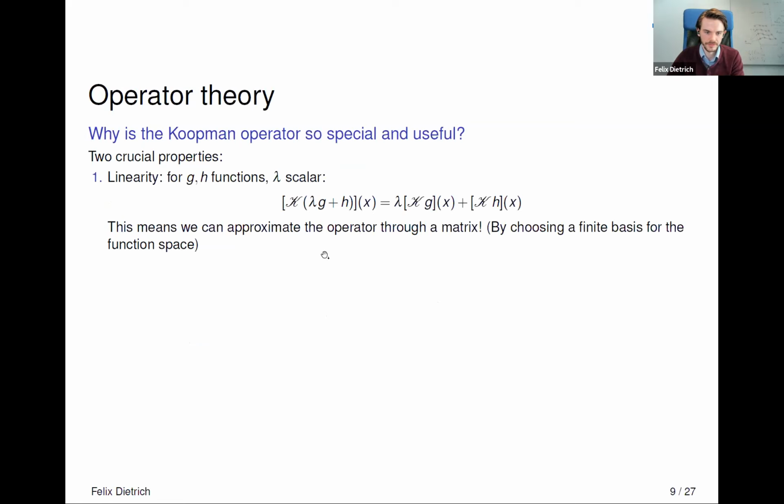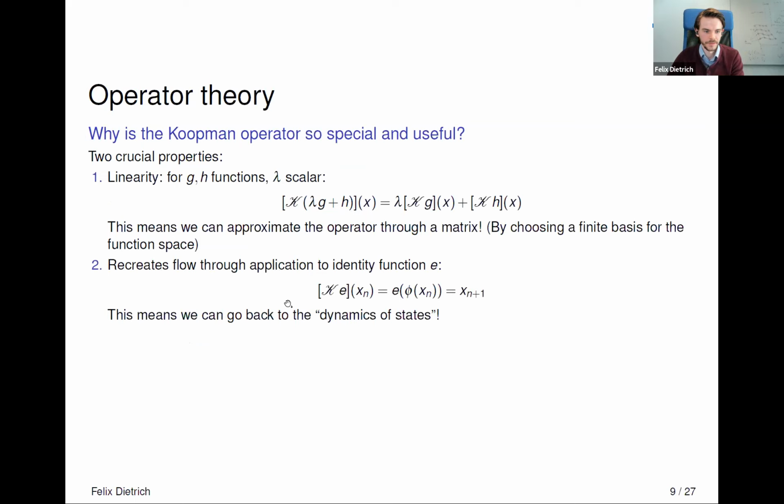And linearity we've already seen as well, so I don't need to spend too much time on it. But I guess the crucial point is that it doesn't act linearly on the states, of course, right? It acts linearly on the observables, on the functions of the states. And it also goes back to the dynamics of states, but Alex has shown a very nice picture and I don't have it, so I don't want to bore you again with these details.